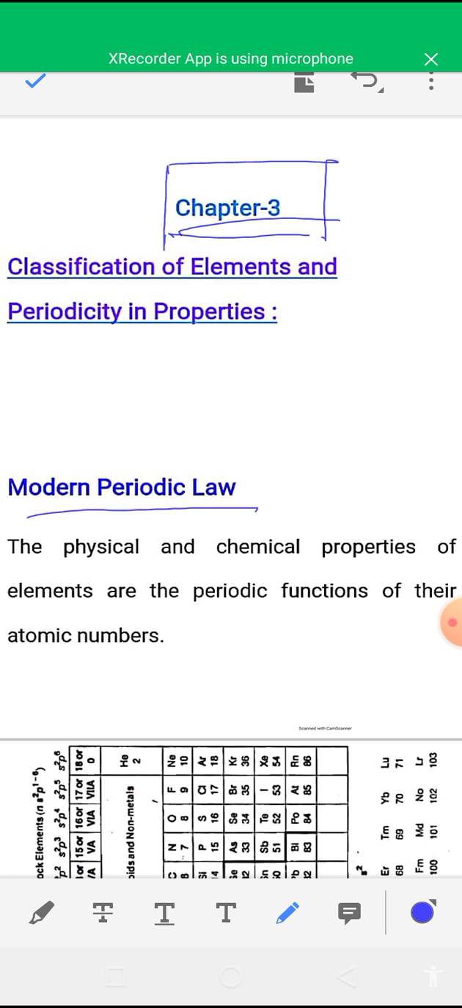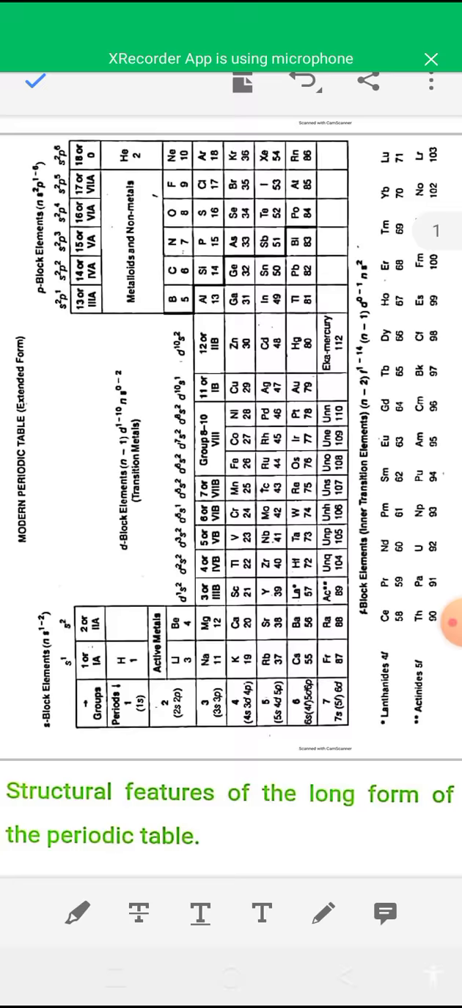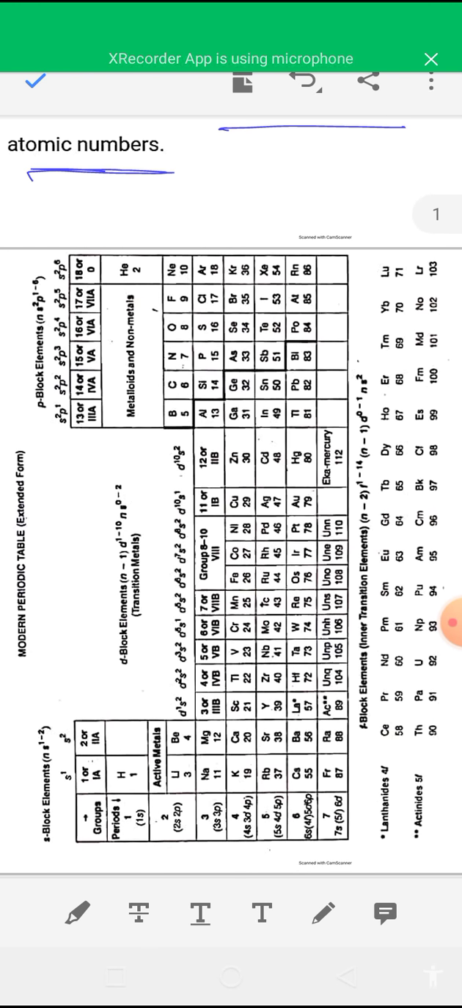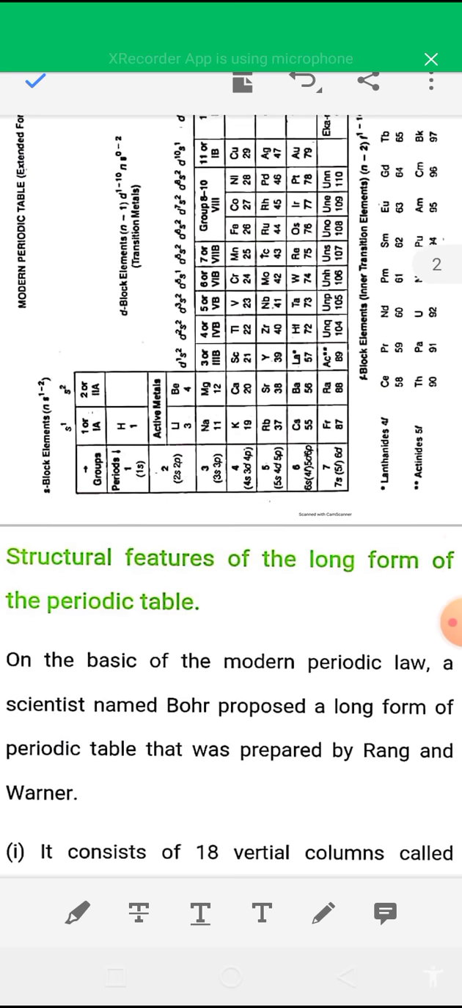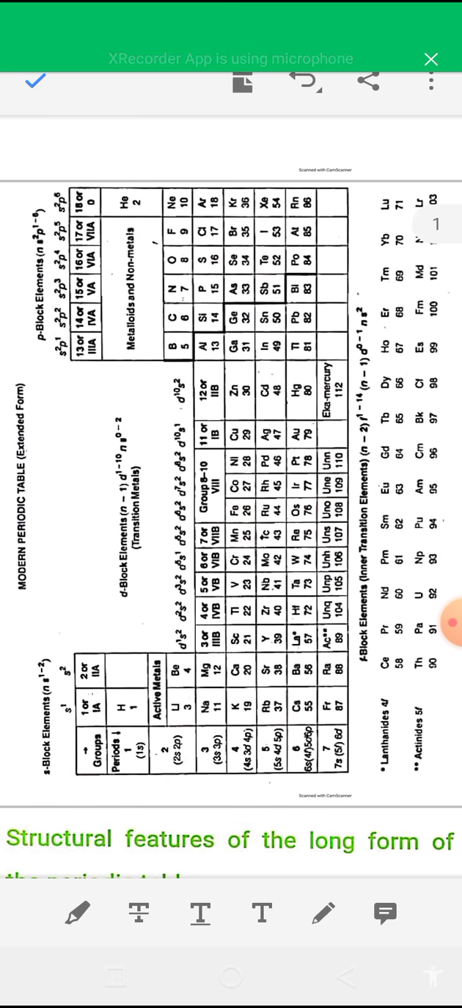You have already studied it in class 10. According to the modern periodic law, the physical and chemical properties of elements are periodic functions of their atomic numbers. So the modern periodic table is based on atomic number. Okay, this is the modern periodic table. You have already studied it to some extent in class 10.